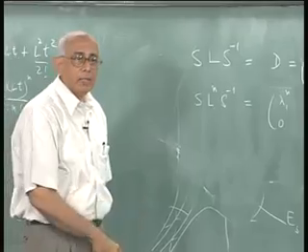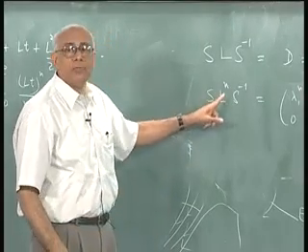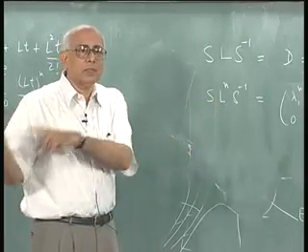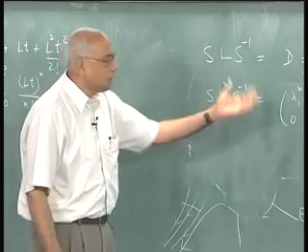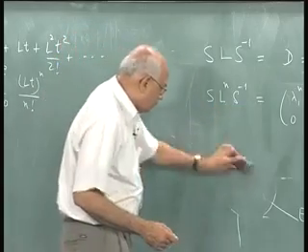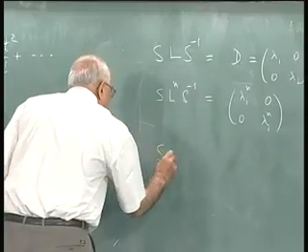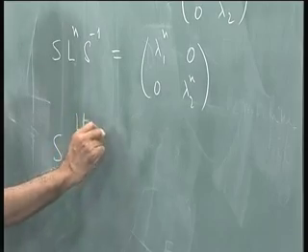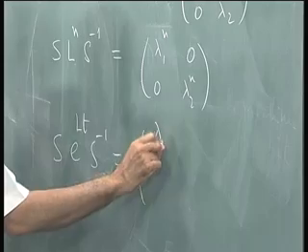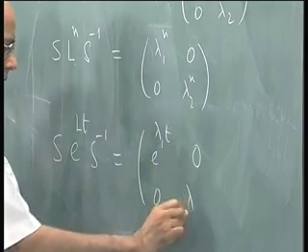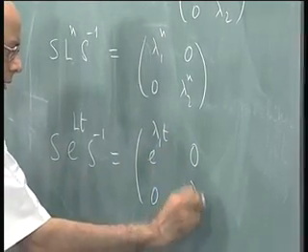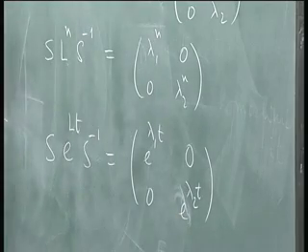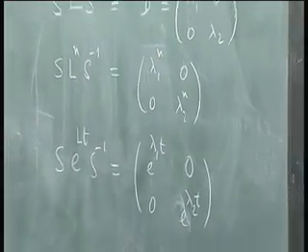So you immediately get this result, because I write this L squared for example as L S inverse S and then L again and so on. So this is immediately obvious, and in fact you go a little further and you discover that S e to the LT S inverse equals e to the lambda 1 t, 0, 0, e to the lambda 2 t. You discover that any function of L, once you diagonalize it, becomes just a diagonal matrix with a corresponding function written in each of the diagonal elements.